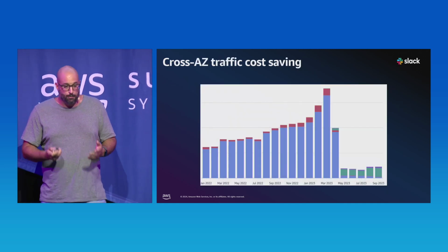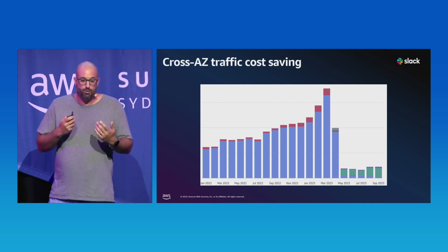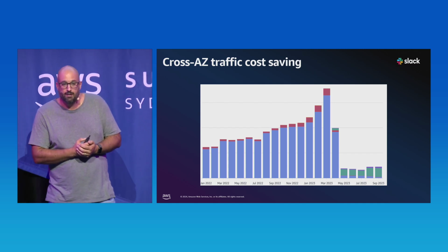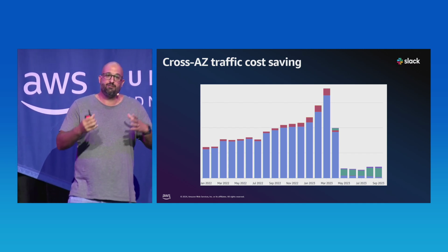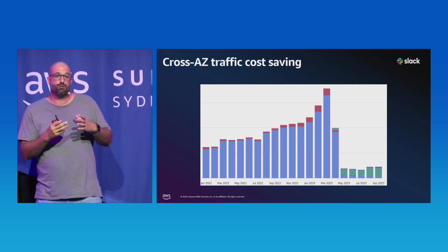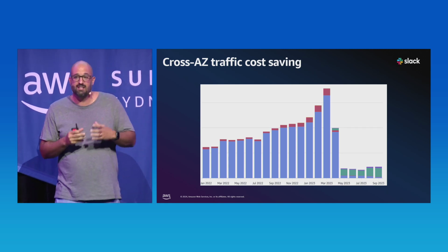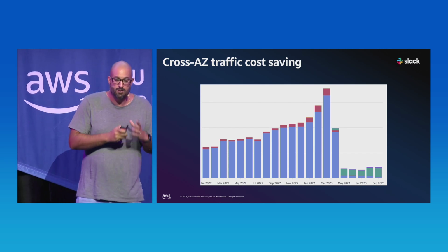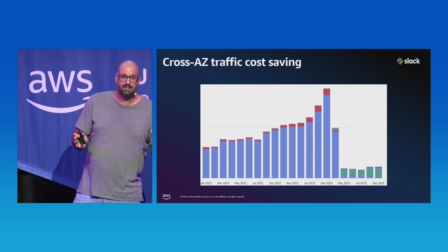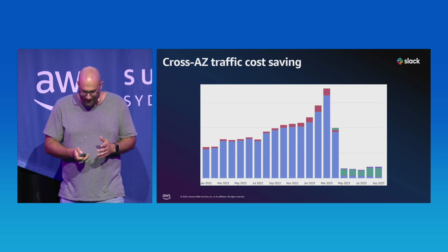Finally, a big cost saving for us was cross-AZ traffic that we saved. We found that once we got the traffic in a cell and kept that traffic within that cell, we reduced our cross-AZ traffic by 60 to 70%. This was totally not planned for and totally accidental, but it's a win and we're taking it.